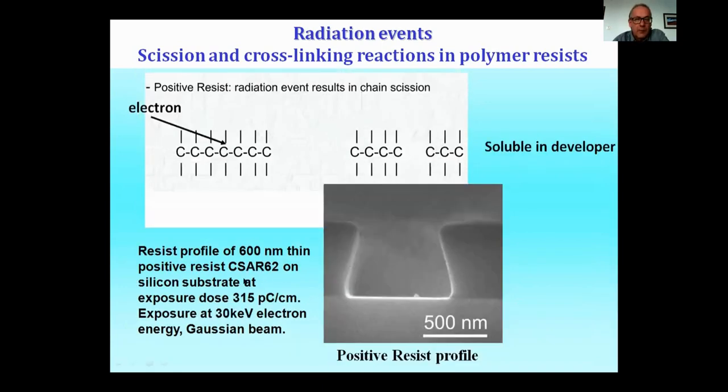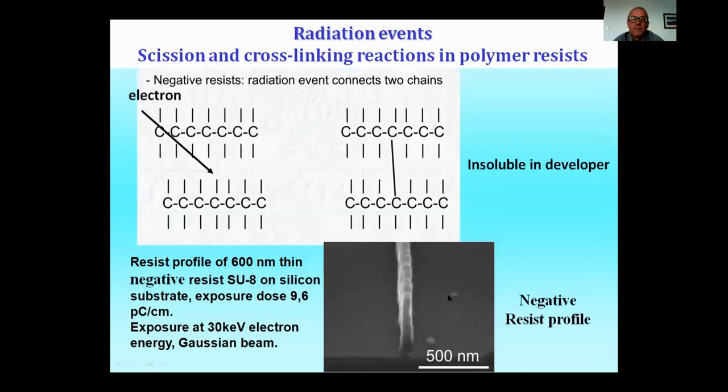So this was an example from one of the commercially available positive resists, named CSAR, from Germany, exposed with an electron beam at 30 keV energy. You can see also the influence of scattering, that the sidewalls depend on the backscattered electrons from the substrate. They are not vertical but sloped. This negative example is from the well-known SU-8 negative resist, which was also exposed at the same electron energy.